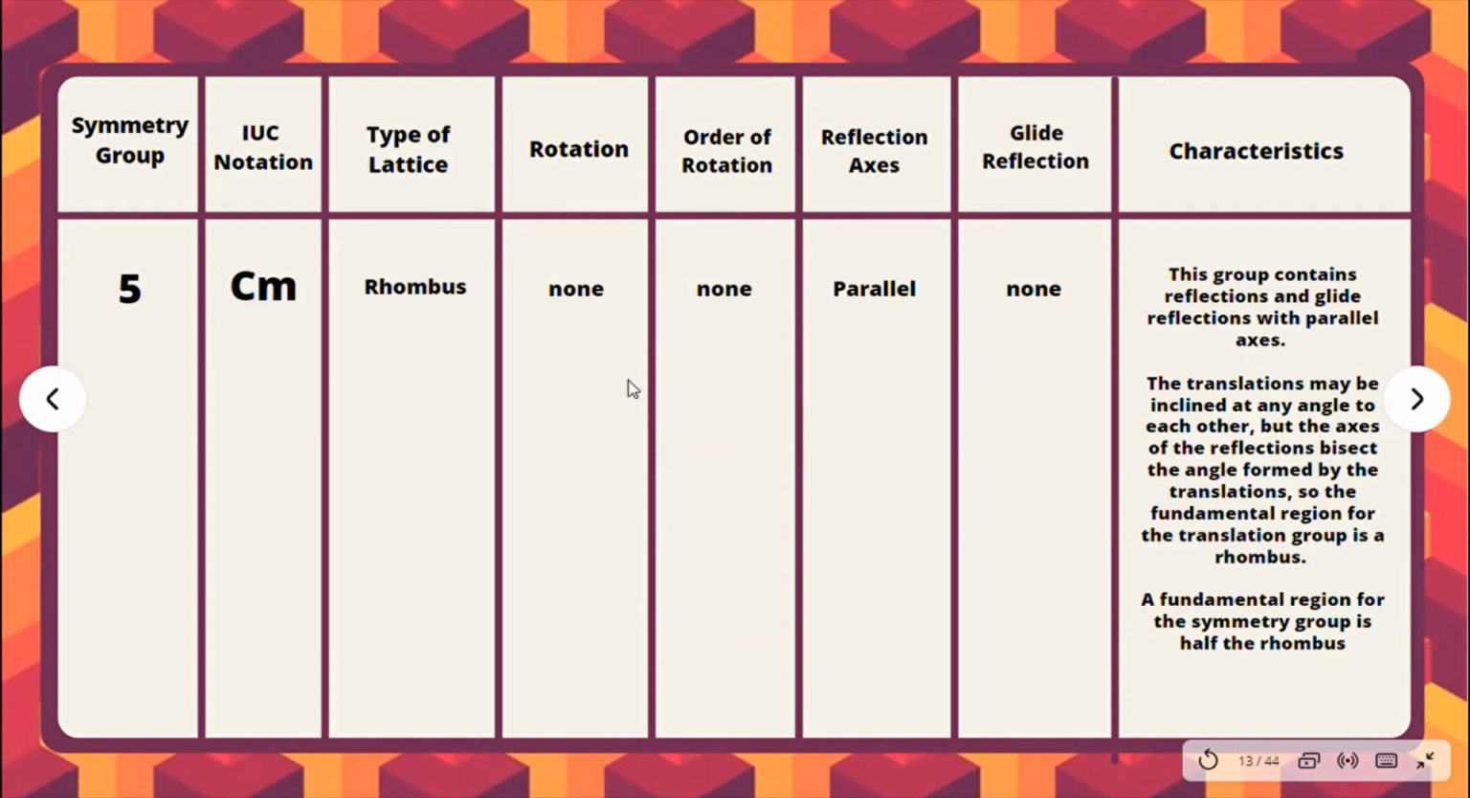Now let us have the fifth symmetry group. We have CM as the IUC notation naming. We have a rhombus for the lattice type. For this one, we have no rotations and rotational orders, as well as glide reflections, but we have reflection axes, which are parallel. Here, the fundamental region is half of the rhombus, or the lattice type.